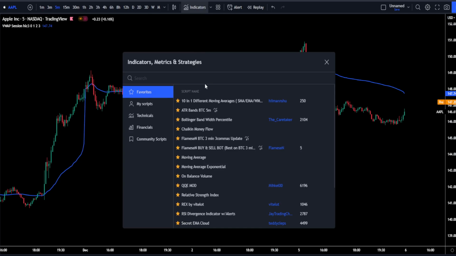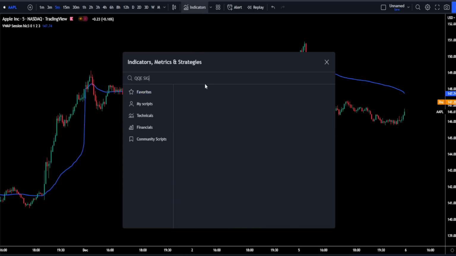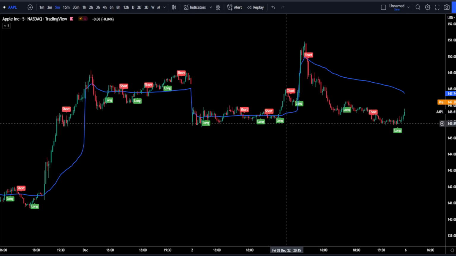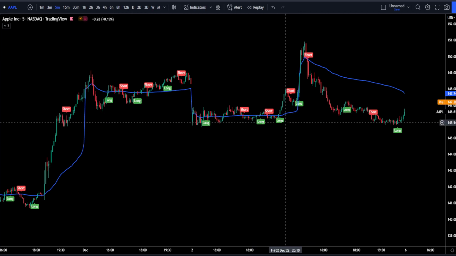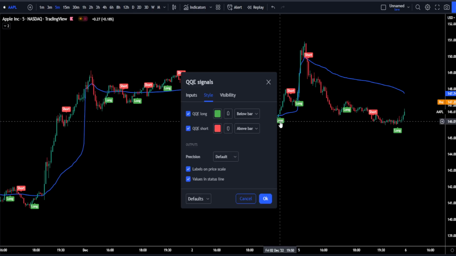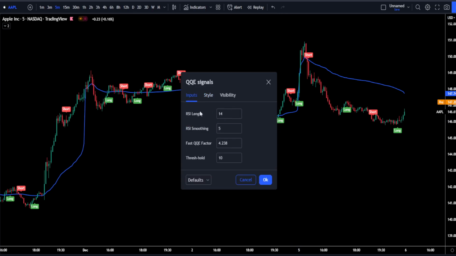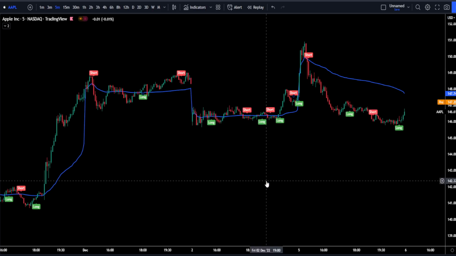Okay, now let's add our second indicator to the chart. For that, you need to type in QQE signals, which is this one by Colin MCK. This indicator is much easier to read compared to a regular QQE because it prints long and short signals directly on your chart. So the next step will be to access the indicator settings, and in the input section, we're going to be changing the RSI length from 14 to 20, our RSI smoothing from 5 to 10, and our QQE factor from 4.238 to 3. These are currently the best settings that I have found for this indicator.